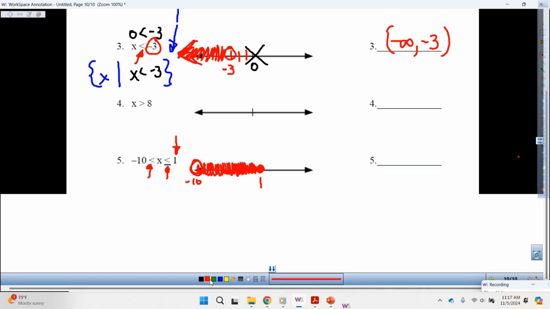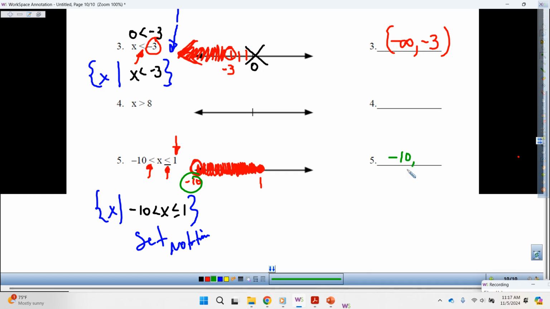Oh, we need the set notation. Set notation is -10 less than x, less than or equal to 1. Set notation, solution set of x such that, and you close it. So far so good, yes? All right, let's go to interval. For interval, we start at -10, comma. We end up at +1.